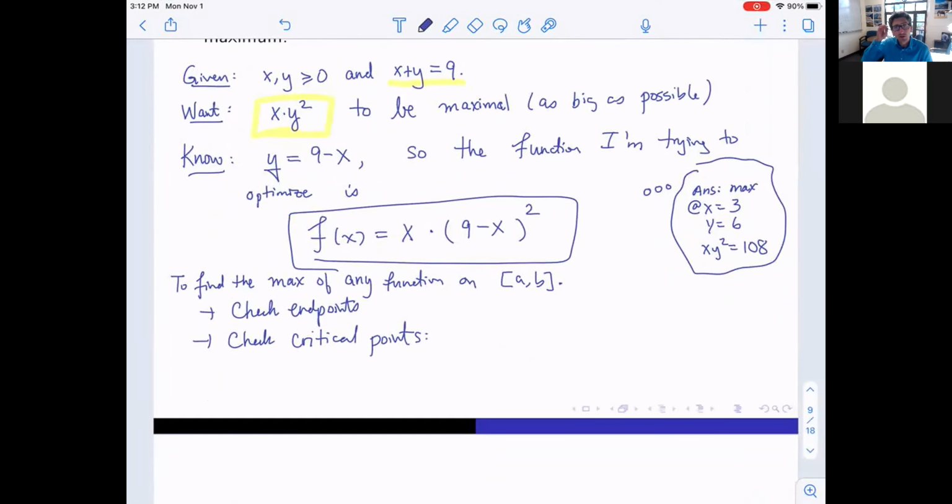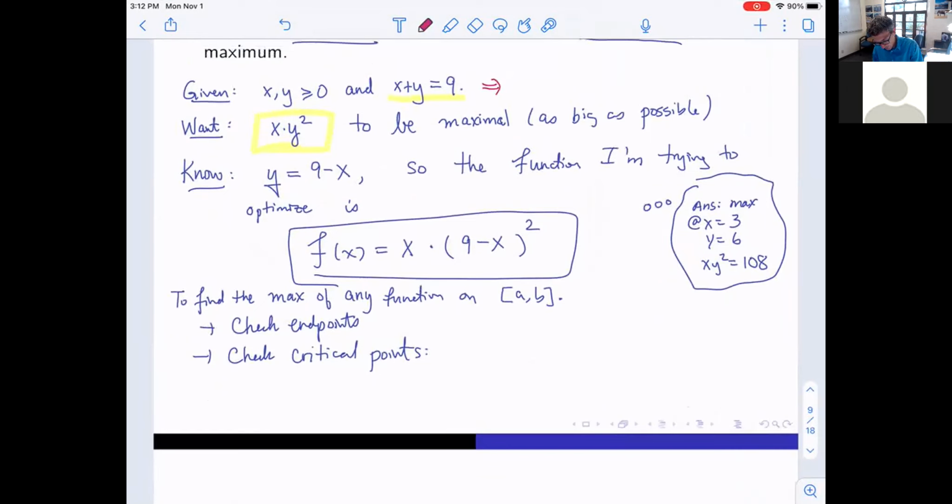So in this case, what is the domain of our function? Well, we need two numbers that are greater than or equal to 0, and their sum has to be 9. And so really what that's saying is that our domain, in this case, is that x has to be between 0 and 9. Right? We can't have any number be bigger than 9.